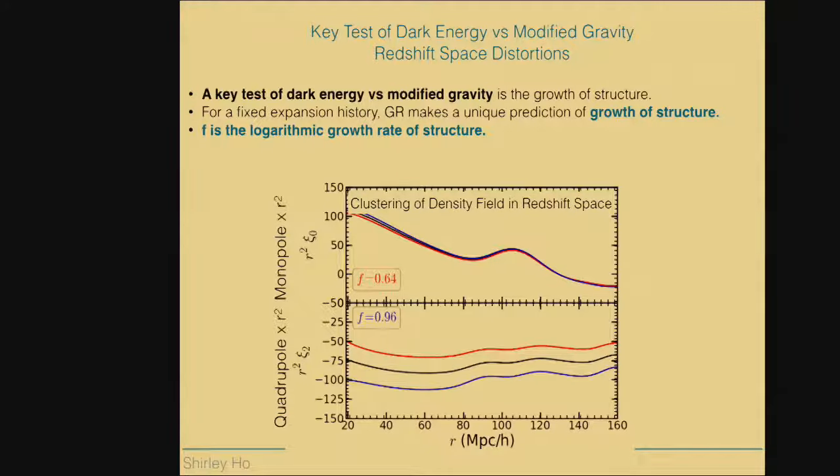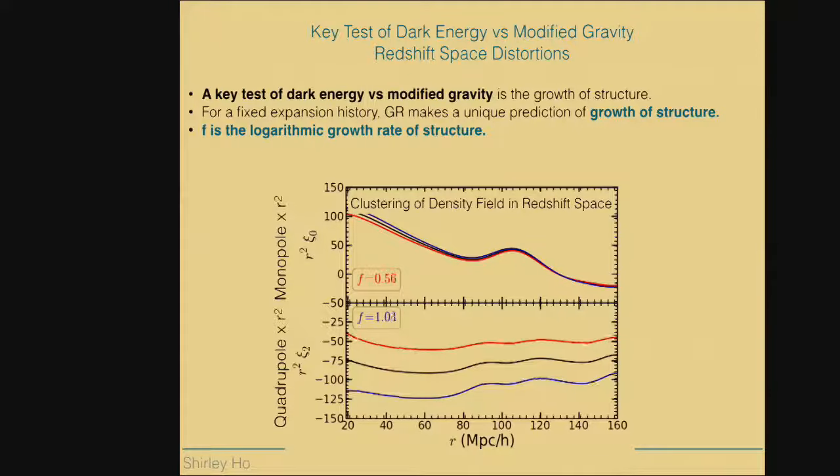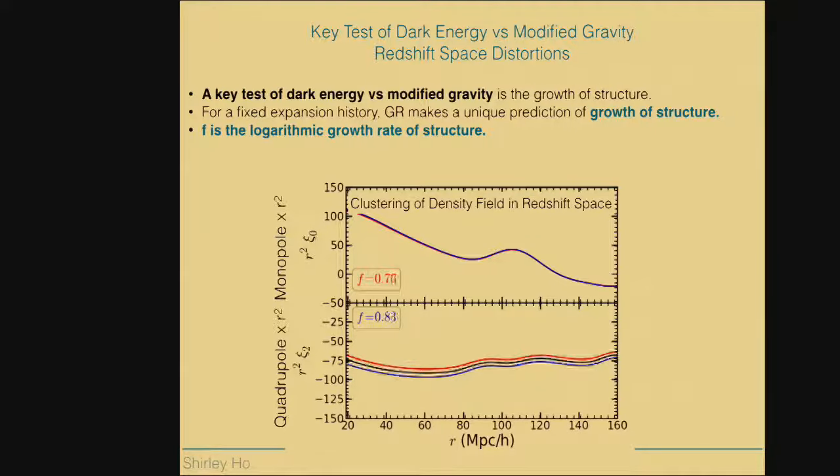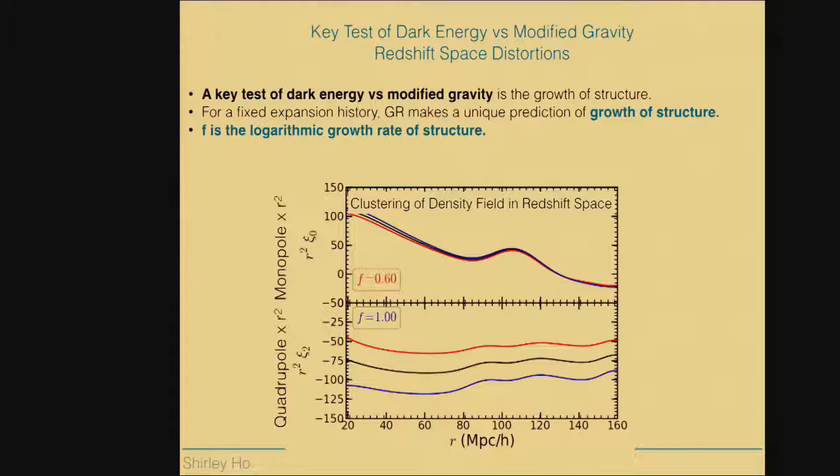A key test of dark energy versus modified gravity is the growth rate of structures. At a fixed expansion, GR predicts a very specific growth rate. For a different growth rate, F here, where F is the logarithmic growth rate of structure, you will see that the monopole and quadrupole look very different. As F changes, the monopole and quadrupole change, mostly the quadrupole more dramatically than the monopole. A lot of the measurements these days measure something called F sigma 8. By modeling those two curves, you can tell whether modified gravity is correct or incorrect. Maybe something is deviating from GR.